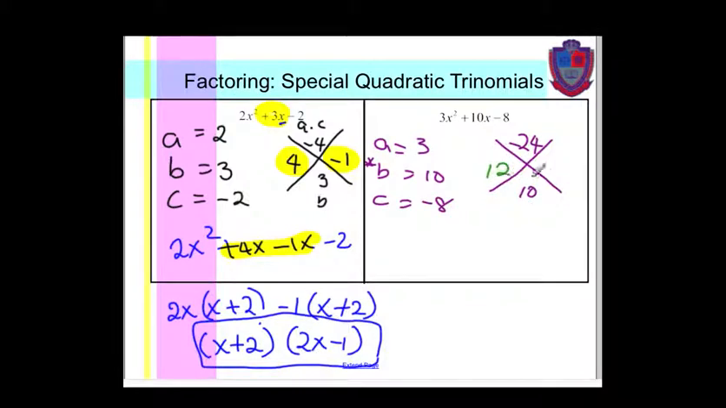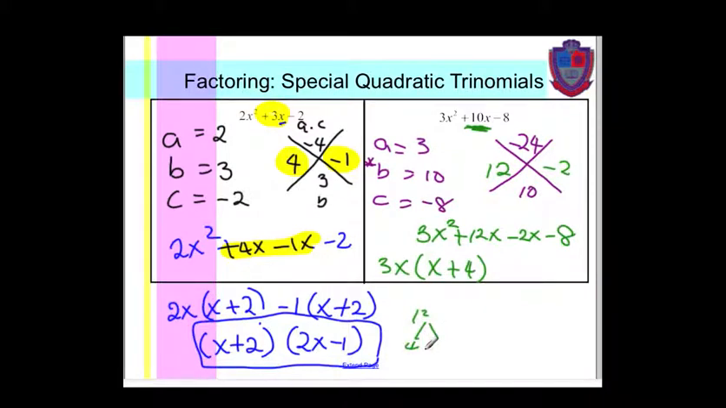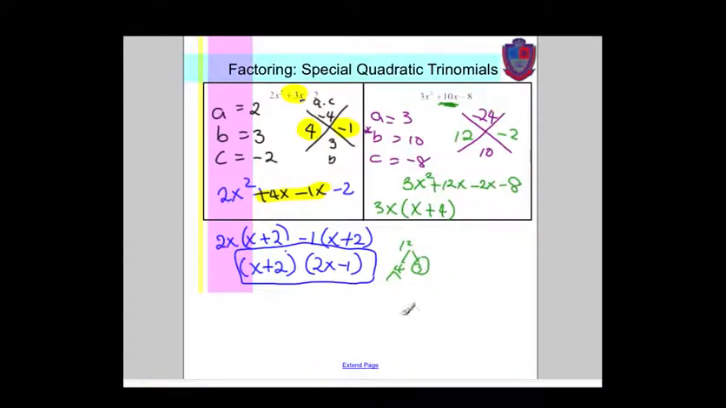Excellent. 12 times -2. Now remember, I'm replacing this b term, so this actually is 3x squared plus 12x minus 2x minus 8. Look for what these two have in common. I can tell that they have a 3x, so this becomes x plus 4. Remember, if you're not sure, break this down. 12 is broken down into 4 times 3. This is broken down into 2 times 2. So if you're not sure, just write it out. That's perfectly fine. Eventually, you'll be able to do this without writing.